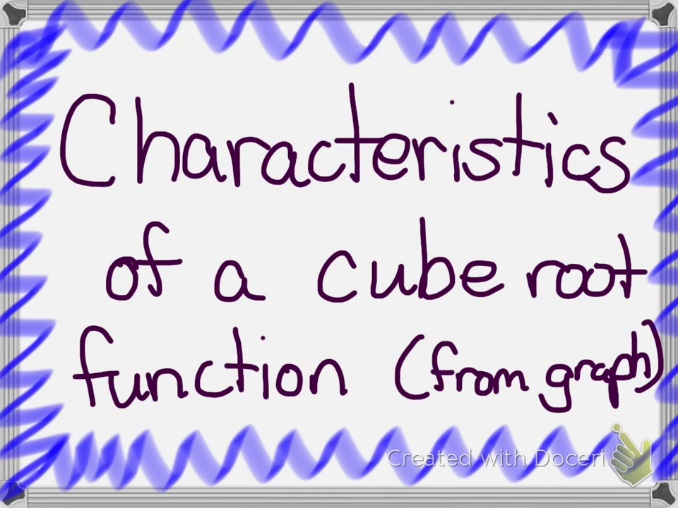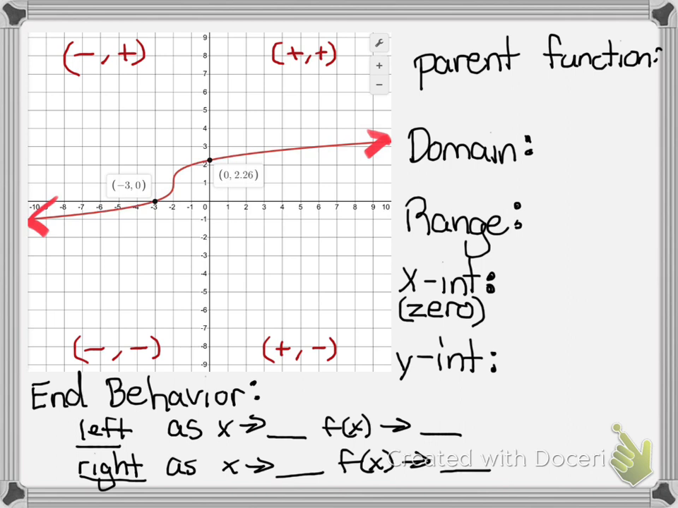I'm going to go over the characteristics of a cube root function, given the cube root function on a graph. All right, let's look at this first example. Obviously, the parent function, since it's a cube root function, will be f of x equals the cube root of x.